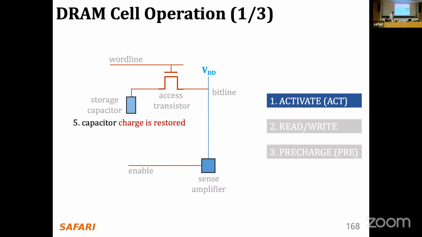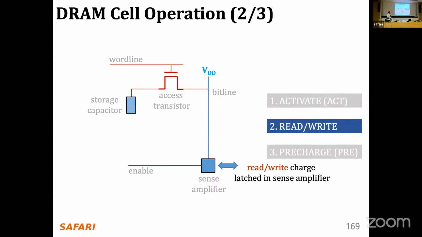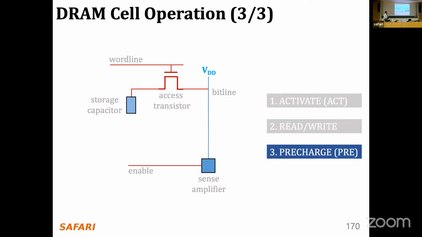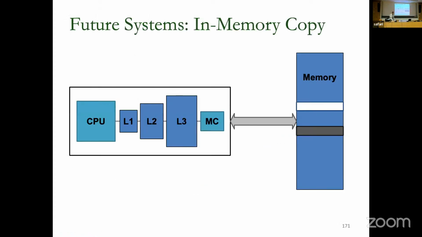After the activate command is performed by the DRAM device, you can issue several read and write requests to read data that is latched inside these sense amplifiers as needed by the processor. Once this is done and you want to access another row, you need to issue a precharge command, which disconnects the storage capacitor from the sense amplifier. You need to put the bit line back to the reference voltage for the next access, so back to VDD over 2, and then finally you disable the amplifier. So you are now ready for accessing another row.